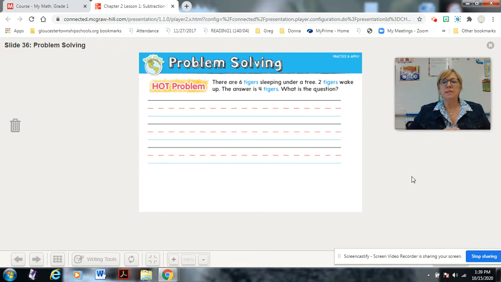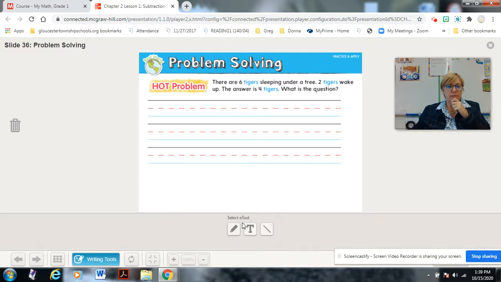There are 6 tigers sleeping under a tree. 2 tigers wake up. The answer is 4 tigers. What is the question? Well, the very first thing they tell us is that there were 6 of them sleeping under the tree, and we know 2 woke up. What are they asking? What kind of question do they ask to get that the answer is 4? Think about that. 6 are sleeping, 2 wake up.